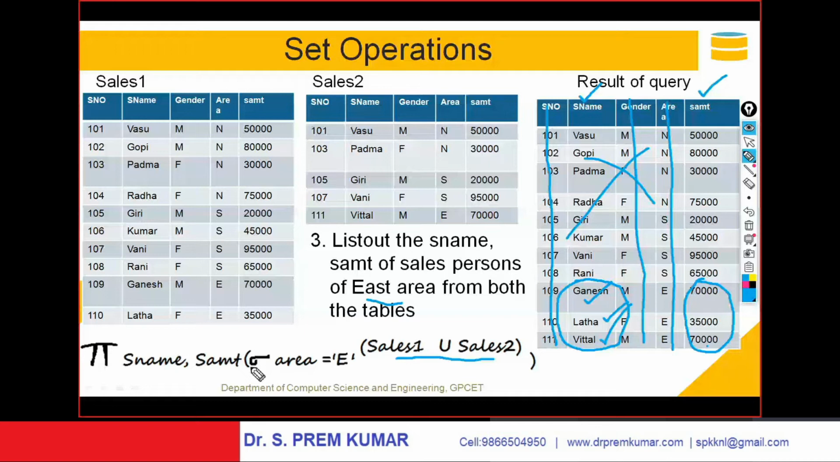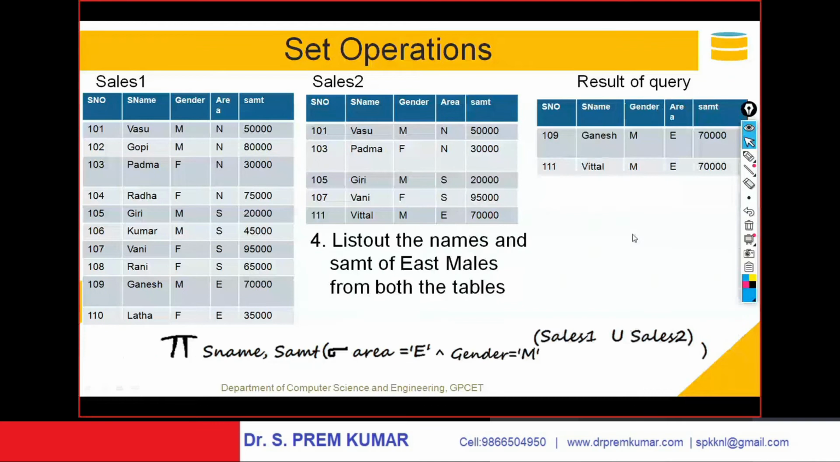Right, let us go through the next query. With the expectation that you are following, I am going with the next query. Set operations. Now you understand the query. Your query is to list out names and sales amounts of East males, who belong to East as well as are male, from both the tables.